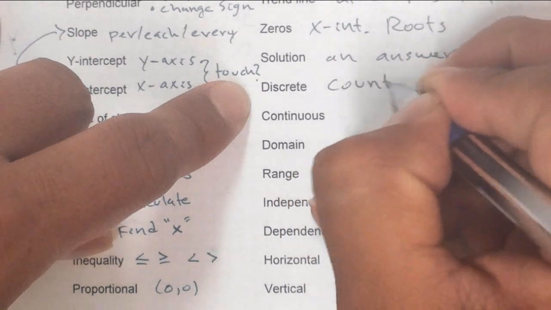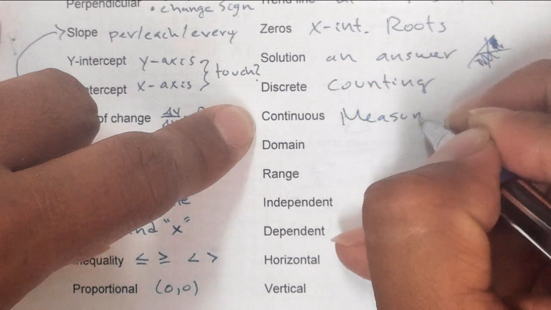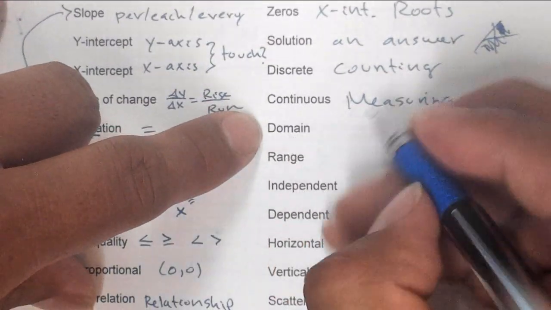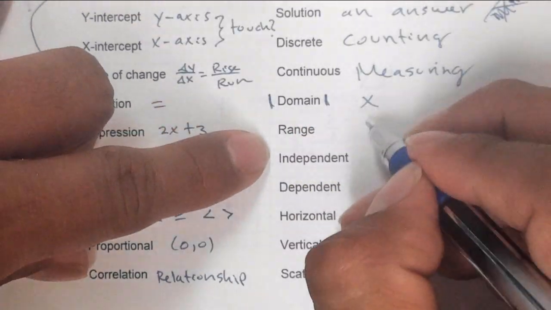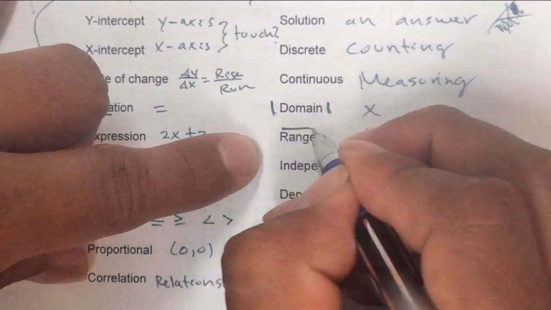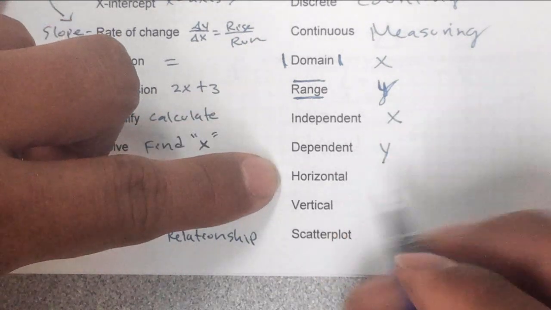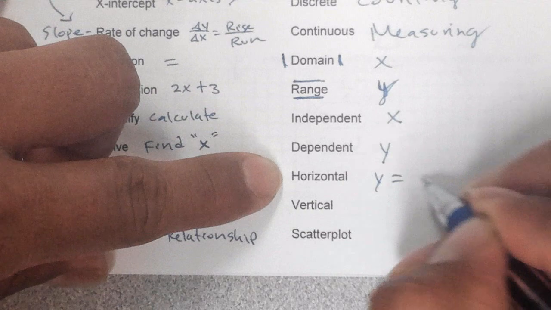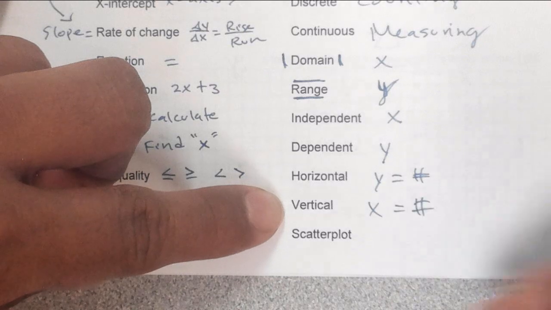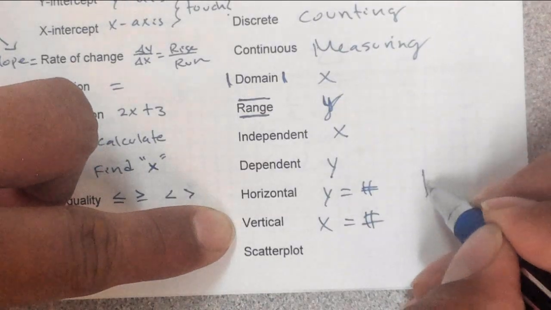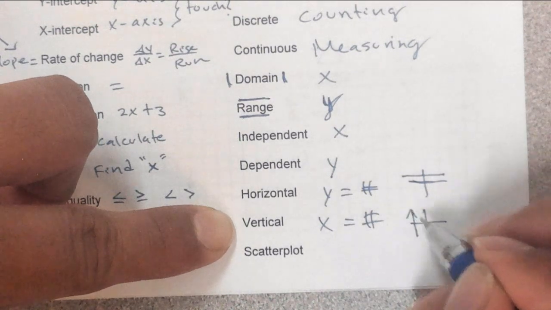Discrete is counting. Continuous is measuring. Domain is x. Remember, domain, you have to put a boundary on the sides. Range is the y. You put boundaries on top and bottom. Independent is x. Dependent is y. Horizontal will always be y equals a number. Vertical will be x equals a number. So the graph for a horizontal looks like this. The graph for a vertical looks like this.